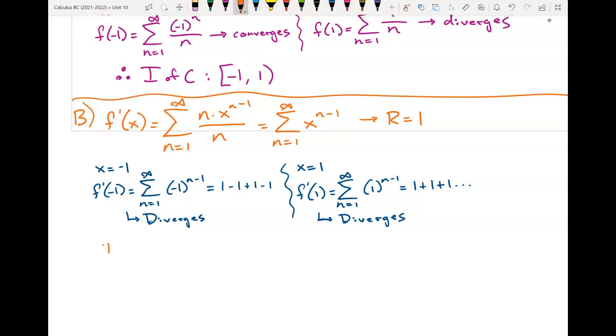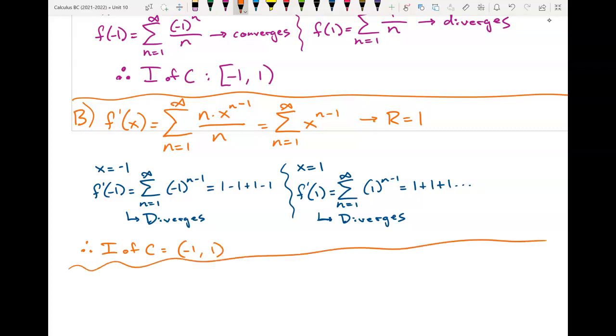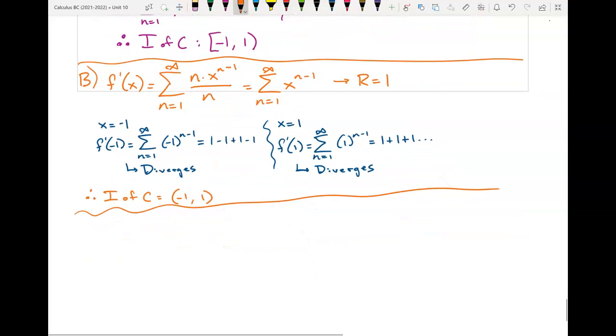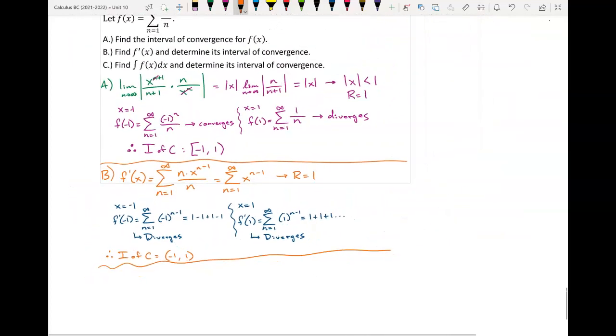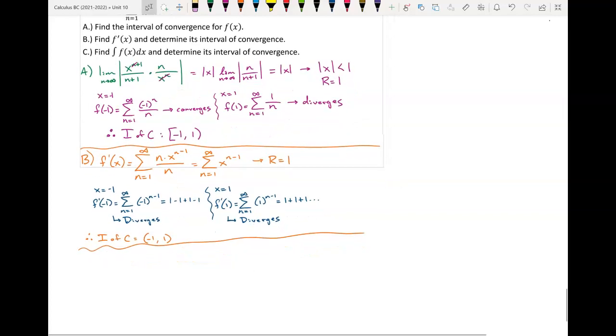My interval of convergence is open, -1 to 1, open interval. So you can already see that, hey, though we had the same radius of convergence, the interval of convergence is not the same.